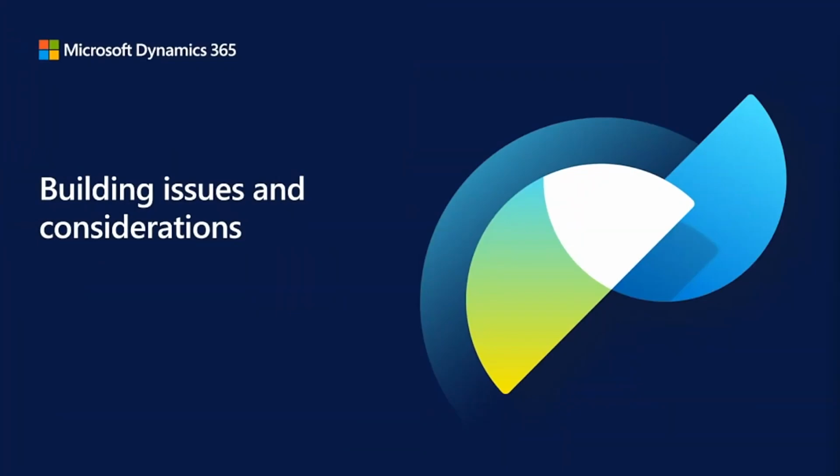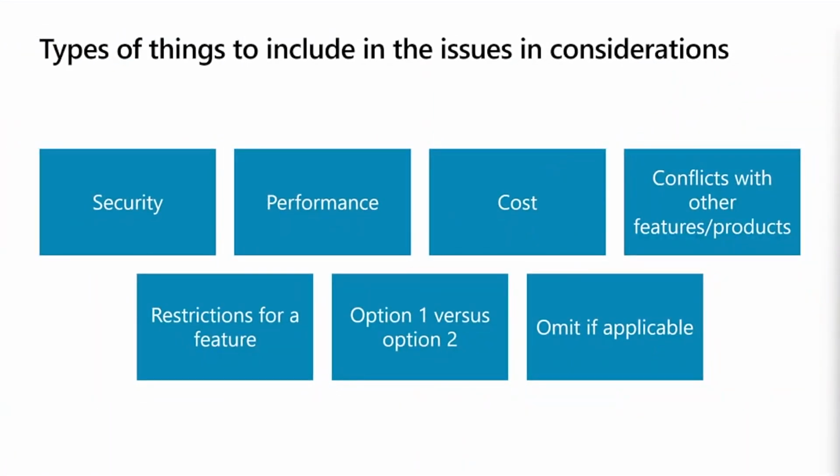The next section of an article is the issues and considerations. So we've pulled together some tips and tricks, the types of things that you might include in the issues and considerations section of your article. Security is one example. In some cases, there might be specific security requirements in order to run a particular process, or additional steps, or if security is set a certain way, it changes the way the process works.